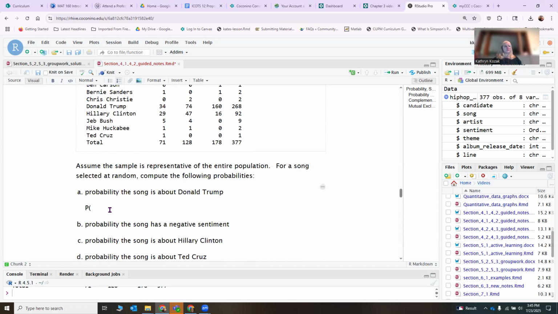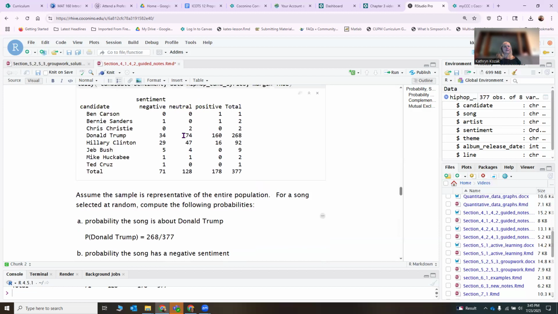So 377 songs. So we happen to have 268 divided by 377. And there's my probability. Again, I don't make this into a decimal. You can if you want to. You can make it into a percent. I don't reduce them.